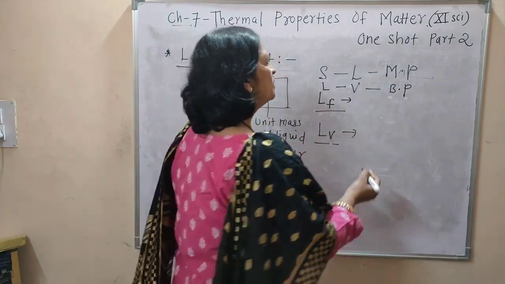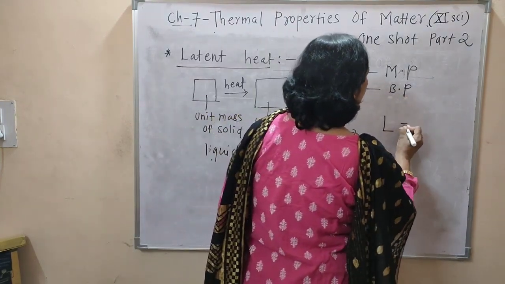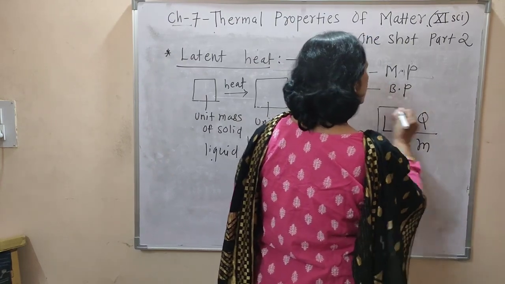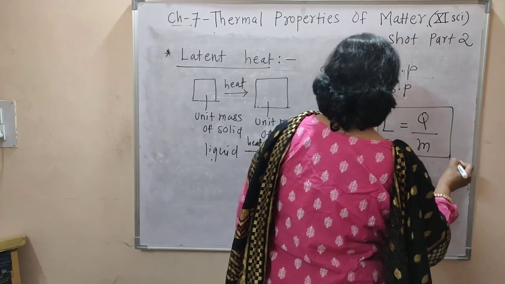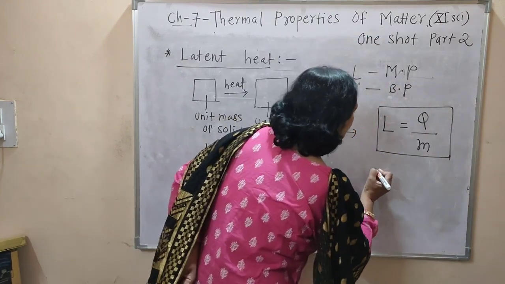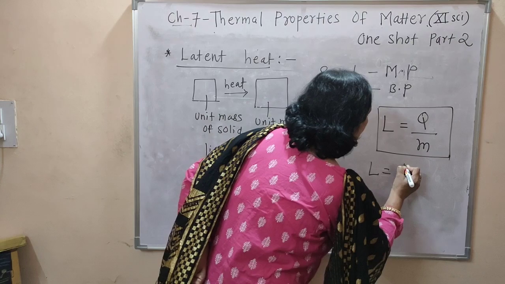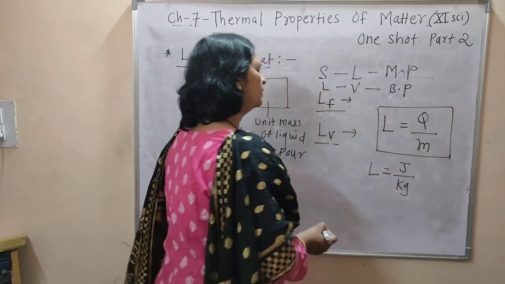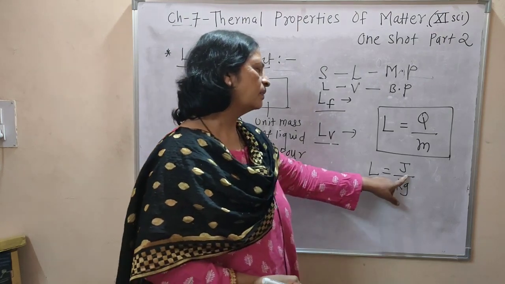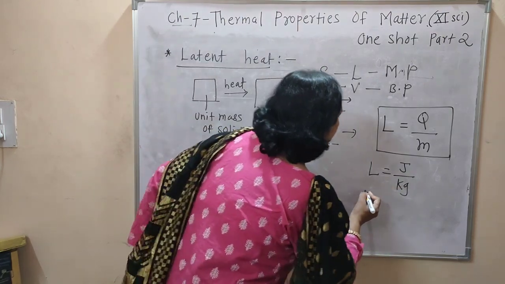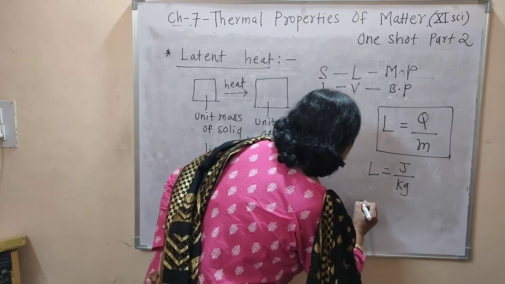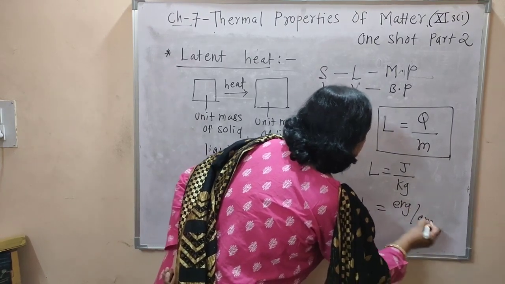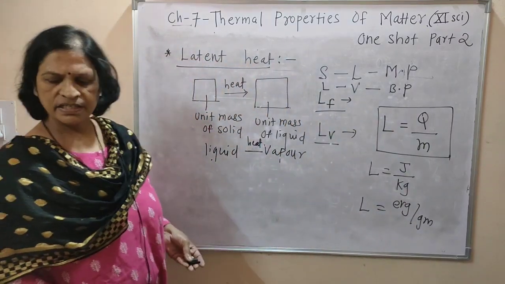Understood? Then what is the formula to calculate latent heat? The formula for latent heat, L, is equal to Q by M. Now the SI unit of Q is joule, and of mass is kilogram, and therefore the SI unit of latent heat is joule per kilogram, and its CGS unit is erg per gram. And this is all about the latent heat.